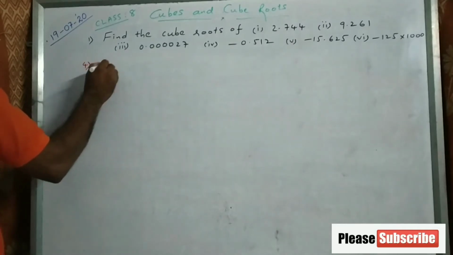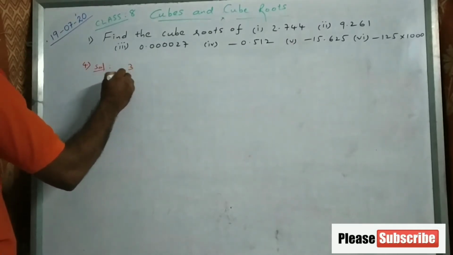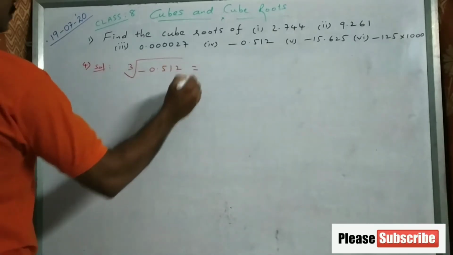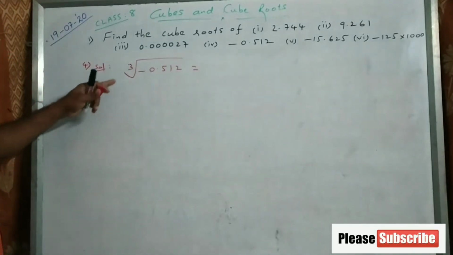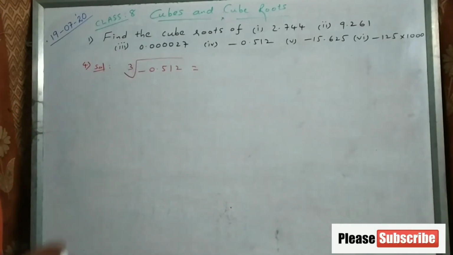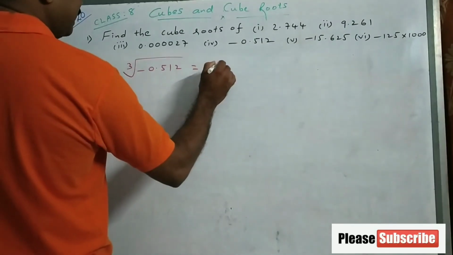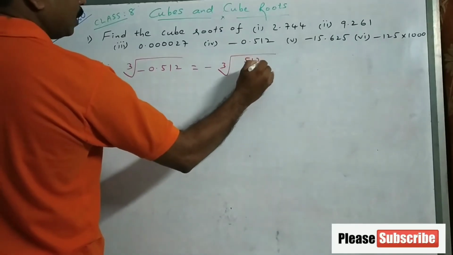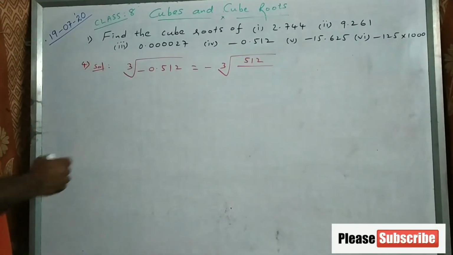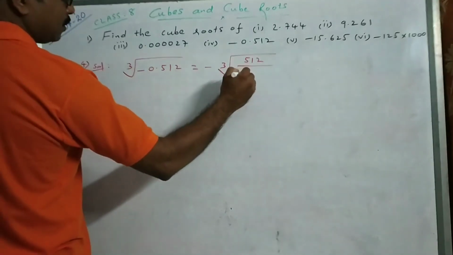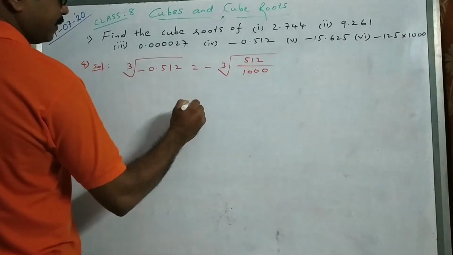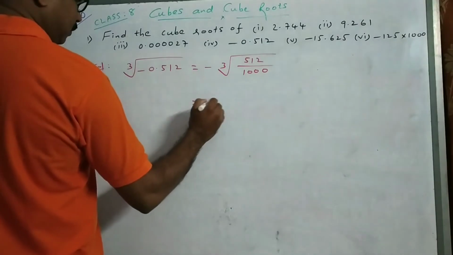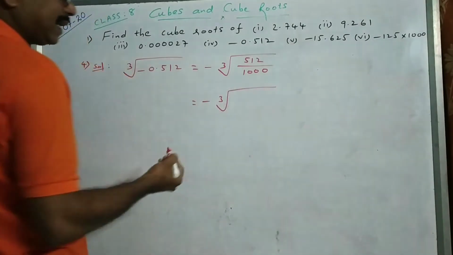Fourth solution. Cube root of minus 0.512. Already I told you, cube root of a negative number is always negative. So minus can be kept outside. Cube root of 512 upon, after the decimal how many digits are there? 1, 2, 3. So I can write 1000. Remove the decimal and keep that many digits.